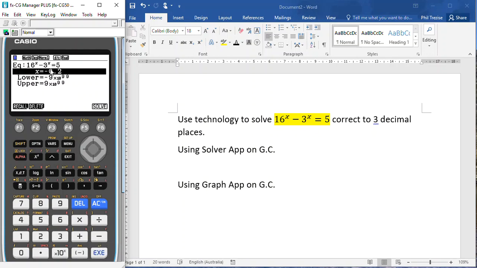Now don't worry about the numbers yet. These are just the previous results that it was working on. In order to get this to work, we need to press solve. And here it is. It's searched and it's converged on this answer here.